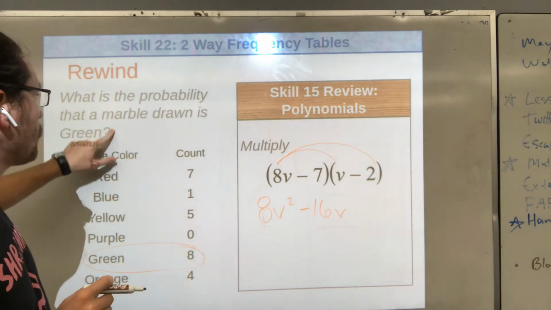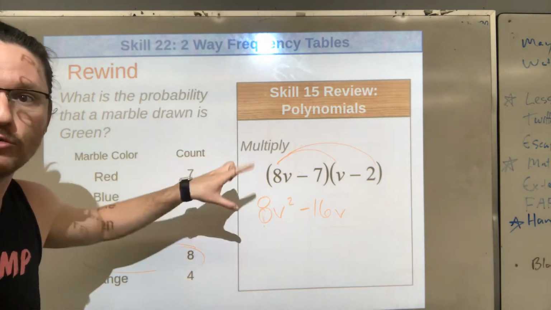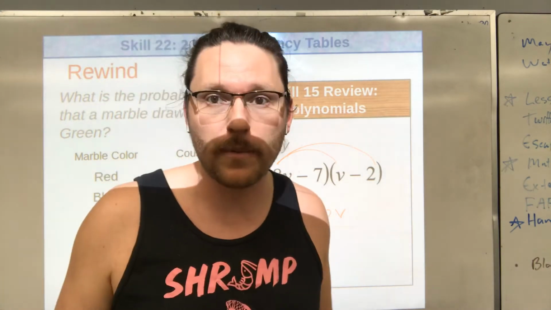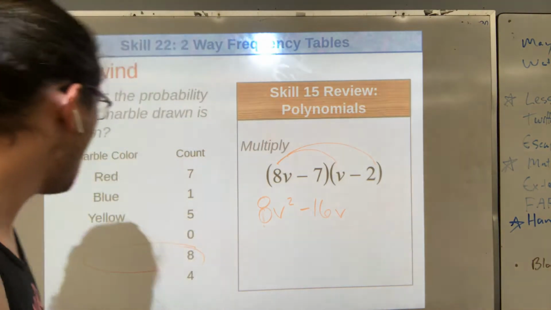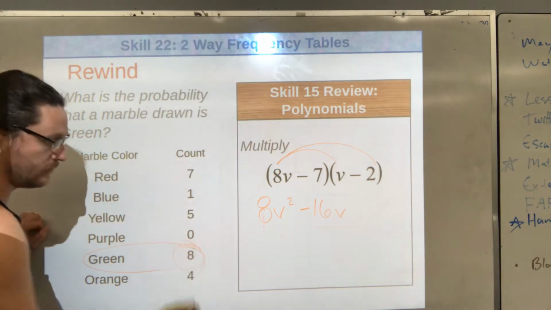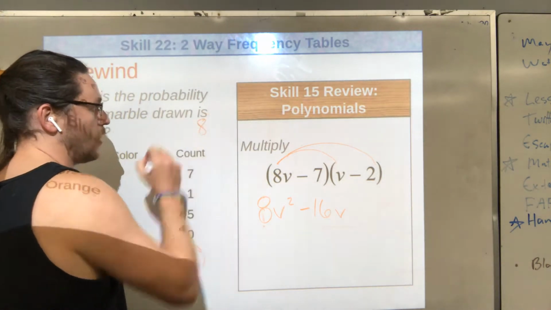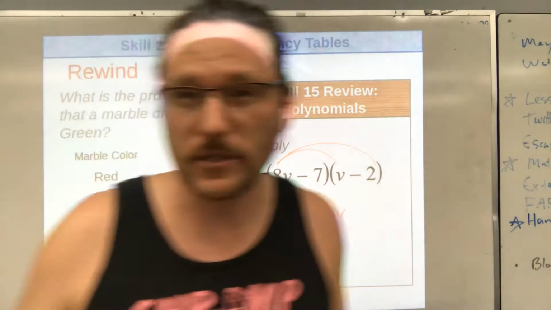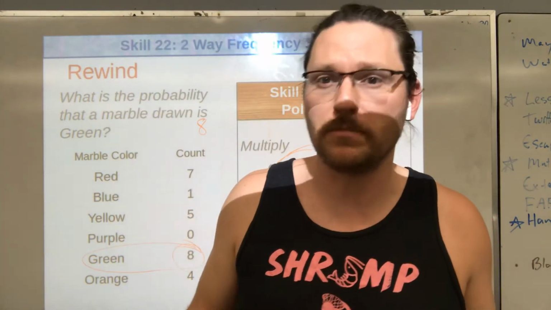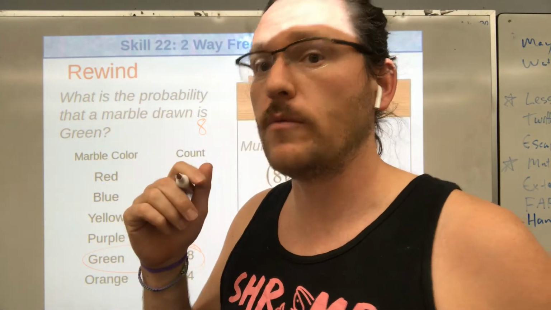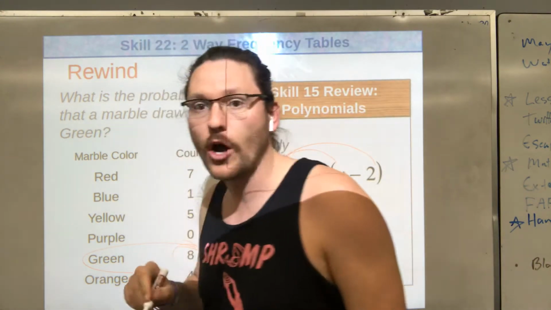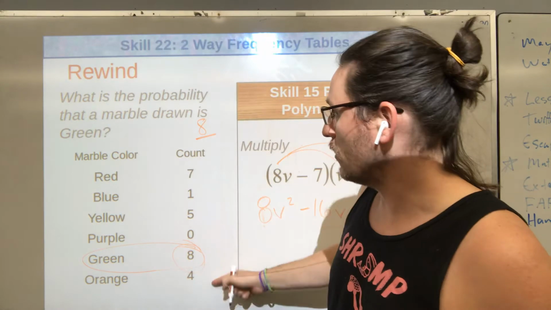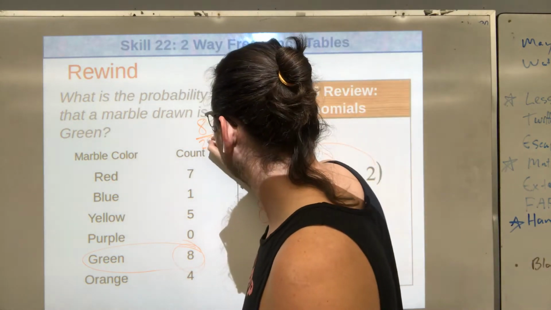First one asks, what is the probability that a marble drawn is green? Okay, so this is just a simple probability question. What we have to look for is how many of the marbles are green. In the table, we notice that's 8. Okay, so we have 8 green marbles. That doesn't answer the question though. The question asks, what is the probability, right? So we have to answer this a little bit differently. It's 8 marbles out of a total number, and then if we add all these up, we get 25 total.